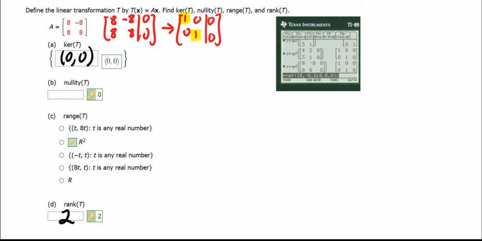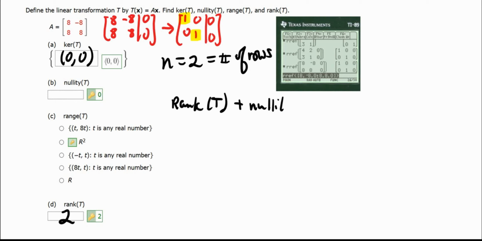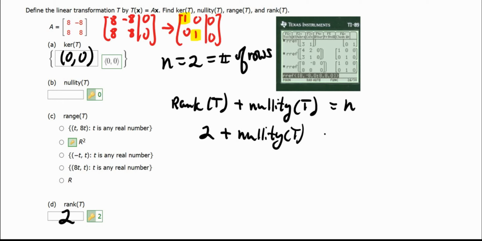And n is equal to 2, right? So n is equal to 2, the number of rows. So the rank theorem says that the rank of T plus the nullity of T has to equal n. Well, if I have 2 for the rank plus the nullity of T equal to 2, then that has to imply that the nullity is equal to 0.